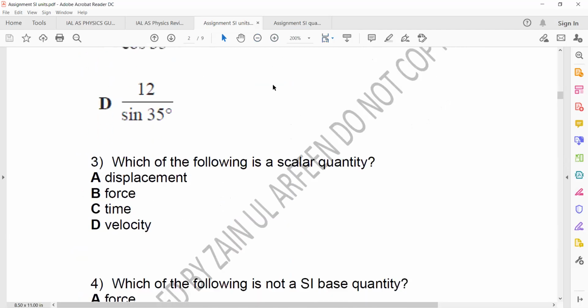Which of the following is a scalar quantity? For this, everyone should participate. C is the right answer.